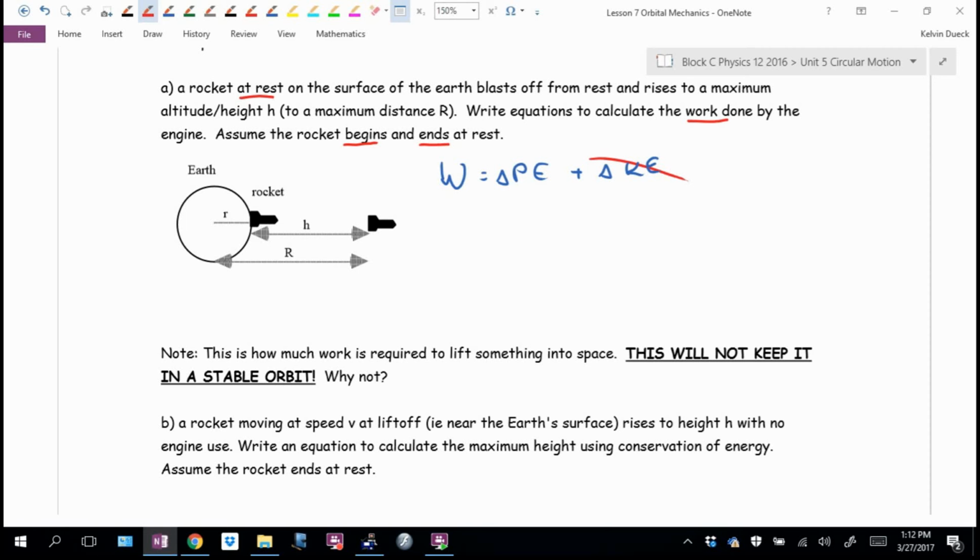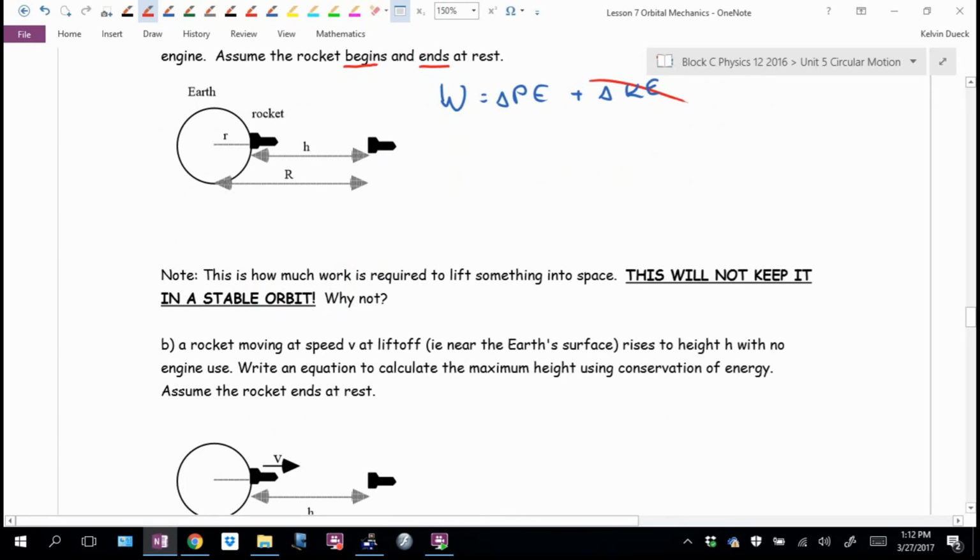What's change in anything? And you would use cosmic potential energy. I'm not going to go any further because I didn't give you numbers. I'm going to say you can take it from there. I just want to start the approach. So yeah, this is how much work to lift something. This will not keep it in orbit. Why not? No KE.